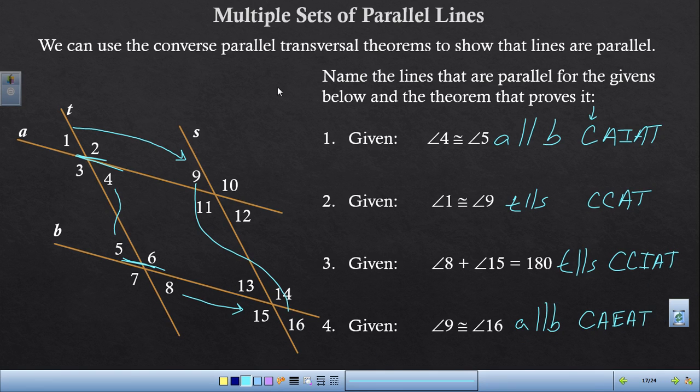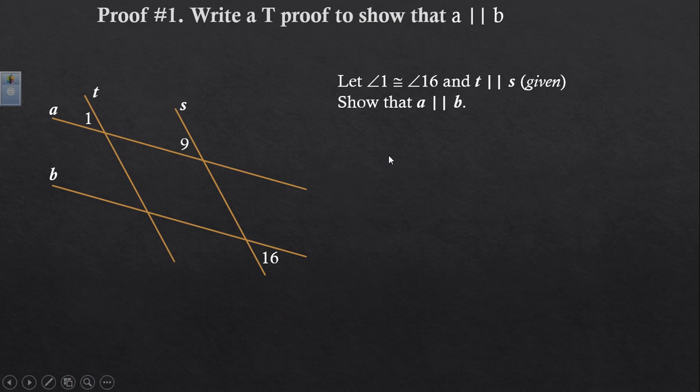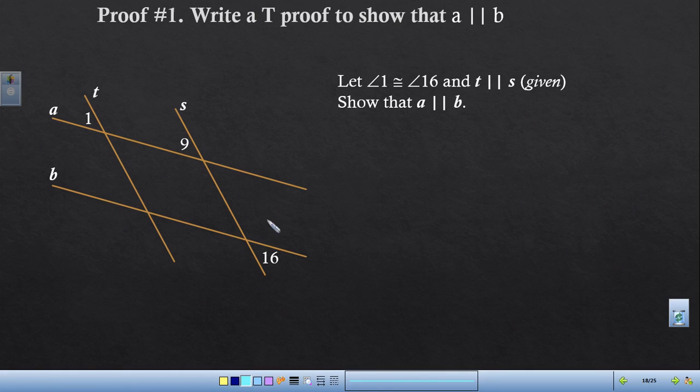Okay, now let's write a couple proofs. This proof is different from the others because it's not a 3-step proof that ends with a transitive property. Instead, it's a 4-step proof that ends with a converse parallel theorem. There's a pattern to these. It's given, parallel transversal theorem, transitive property, converse parallel transversal theorem.